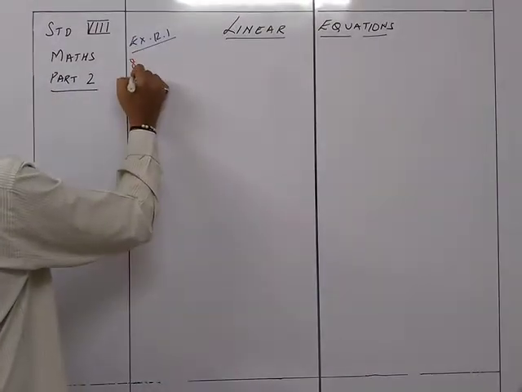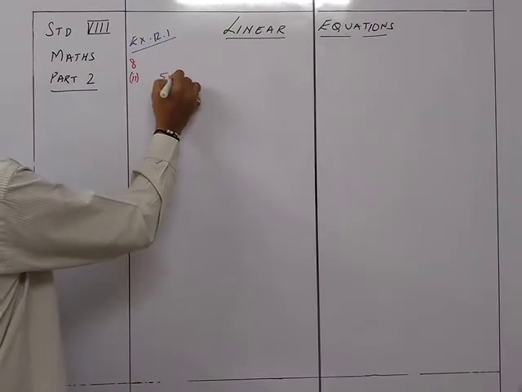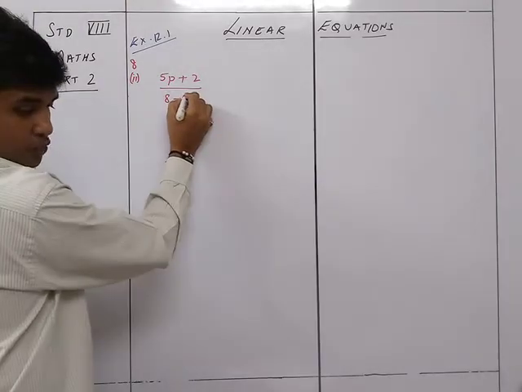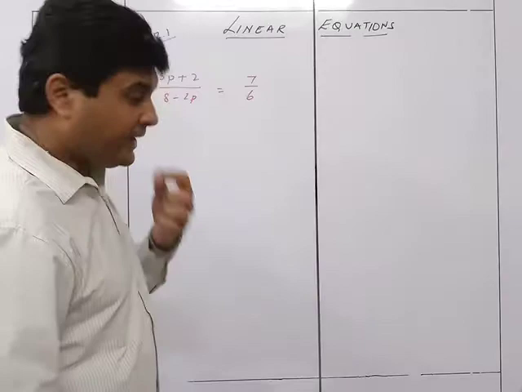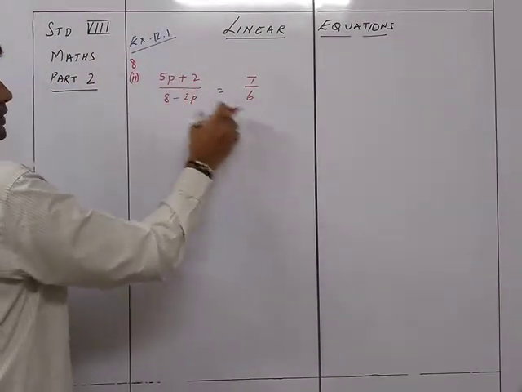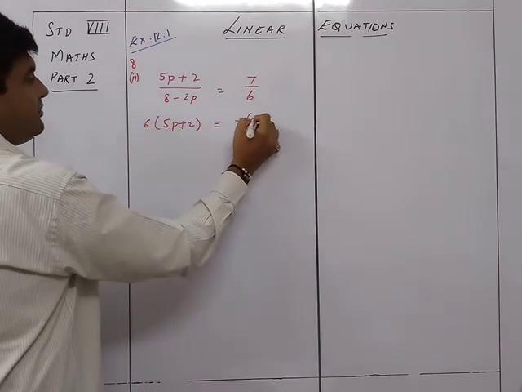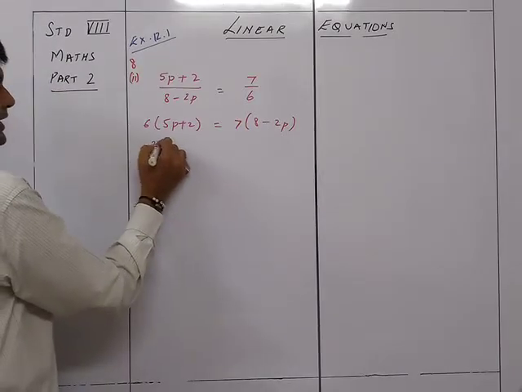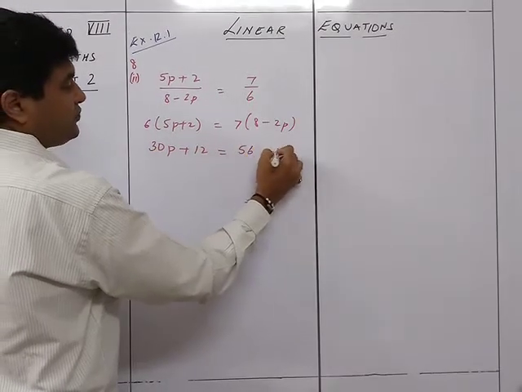Okay, sum number 8, second part. The sum is (5p plus 2) upon (8 minus 2p) is equal to 7 upon 6. Now in this case, what you do is just cross multiply. It will be the easiest thing to do. So it will be 6 times (5p plus 2) equal to 7 times (8 minus 2p). So this will be 30p plus 12 is equal to 56 minus 14p.